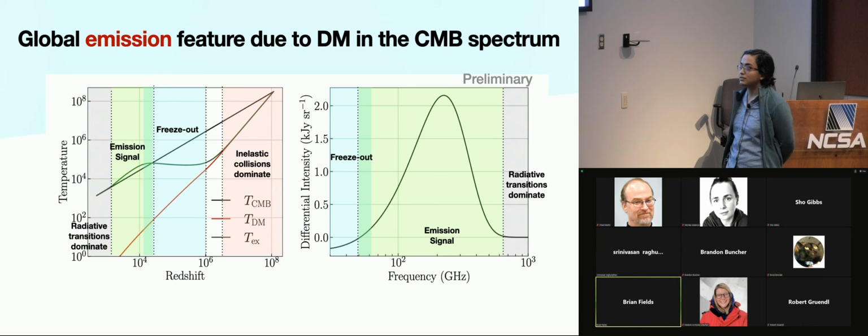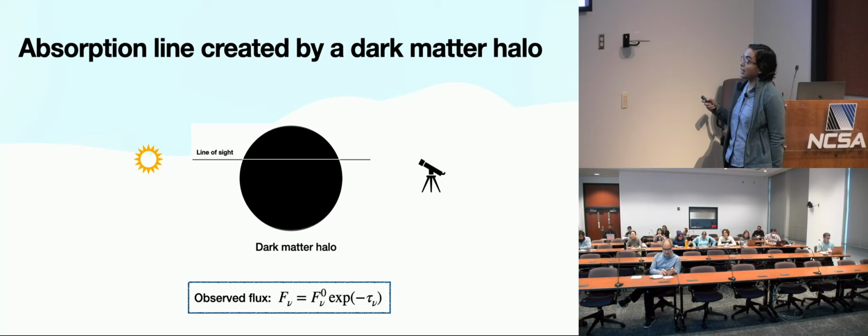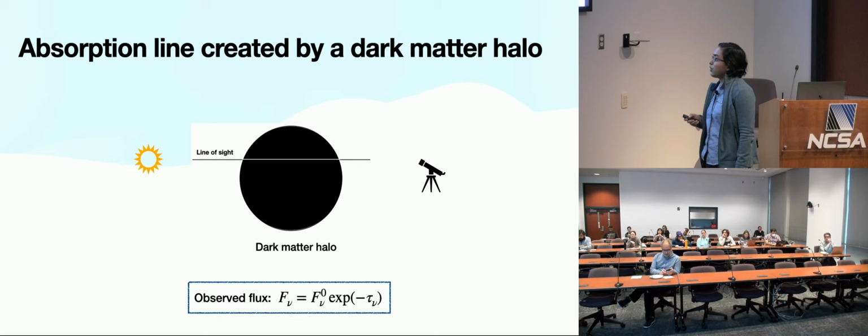Got it. Okay, very good. Thanks. Okay, thank you. Now we'll talk about what can happen if we have an astrophysical compact source, and along the line of sight to the source, we have a dark matter halo. So if dark matter can absorb photons from the background source, then all the dark matter particles along the line of sight can absorb photons, and that can imprint an absorption signal. So this is something that we express in terms of optical depth, where the observed flux is given by the intrinsic flux times exponential with the suppression of the optical depth.